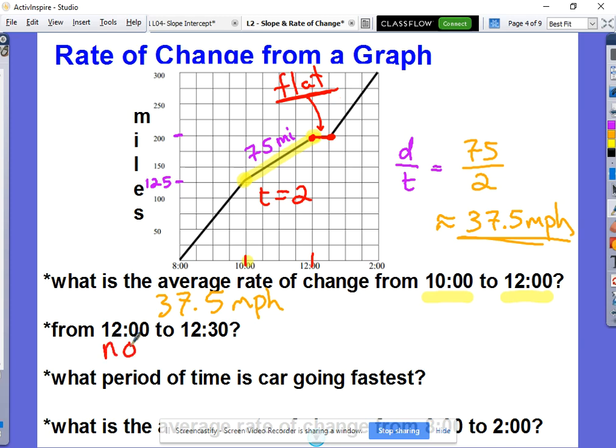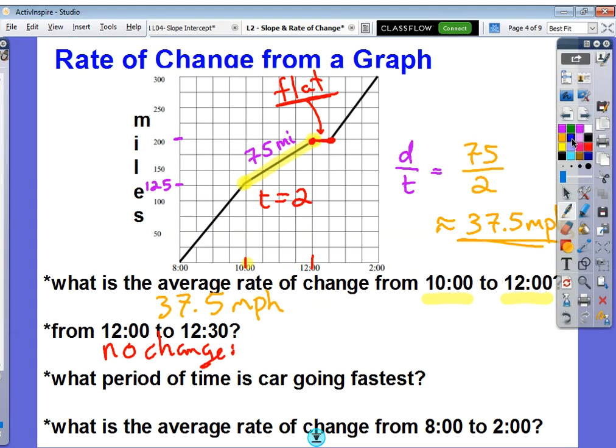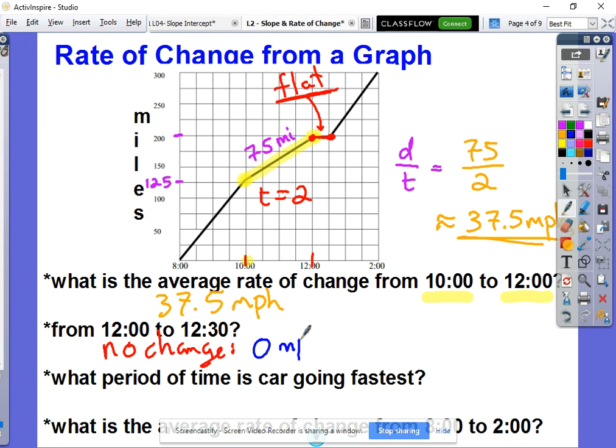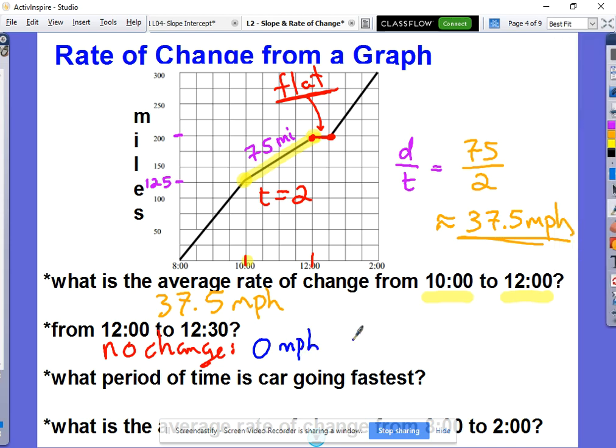So if there's no change, what that actually means is that we are driving 0 miles per hour, aka we are stopped. We haven't moved anywhere. We're stopped. That's what that means. So 0 miles per hour.